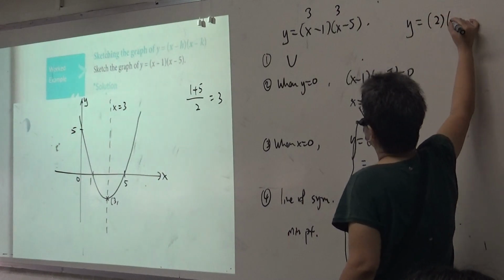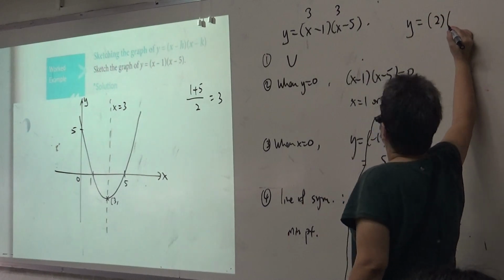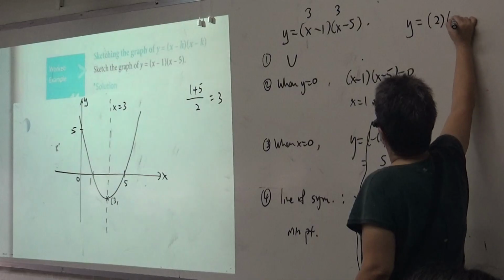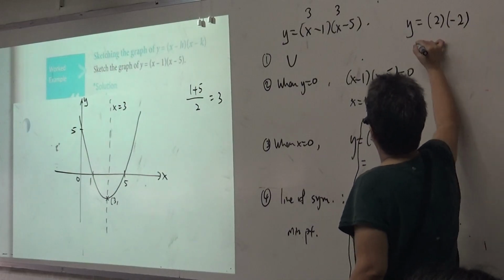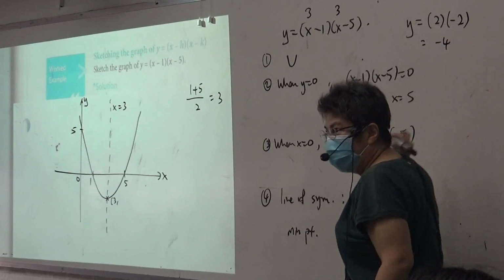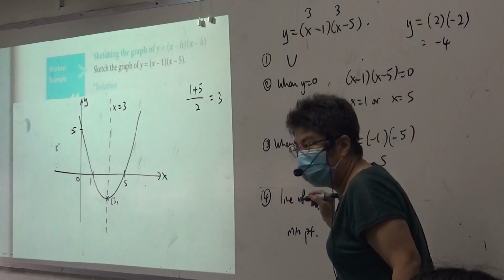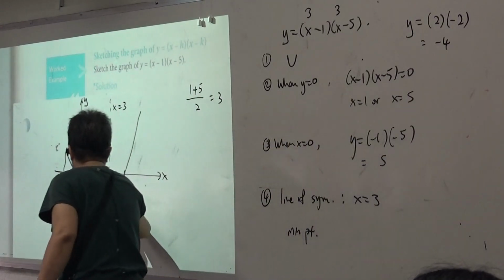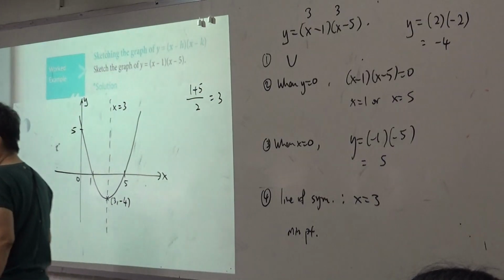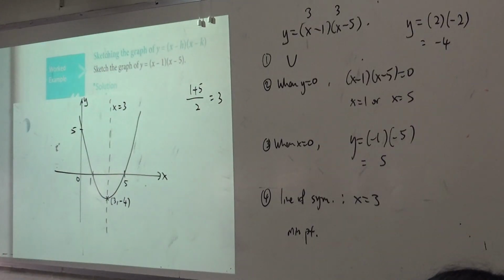Correct. Now, when x is 3, what will be my y? 9. 2 times negative 2, right? What's this answer? Negative 4. Can you see? So, this point will be 3, negative 4. Can you see what I'm talking about? So, it becomes very simple.